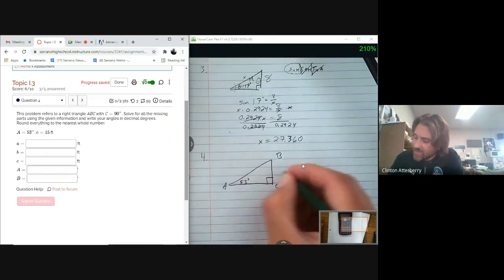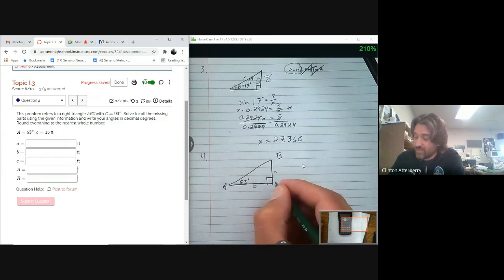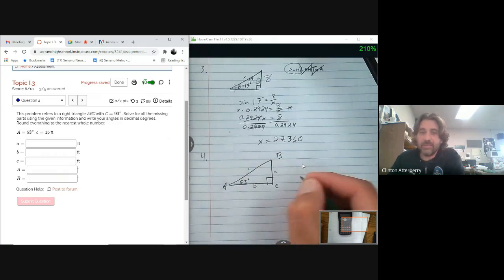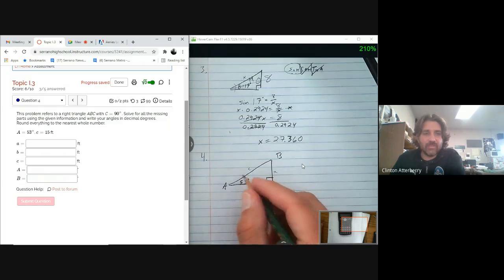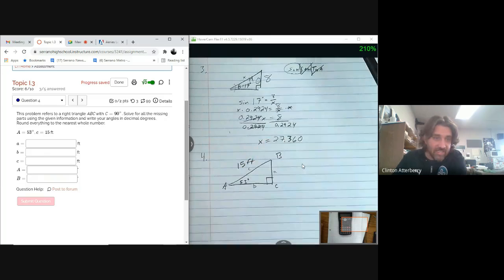So don't forget, across from A is little a, across from B is little b, and across from C is little c. So it says little c, which is the side length C, is 15 feet. I see here they already gave us the feet there for the side length. So we already know this one. That's cool. And we already know A. That's cool. So not too tough. We already got 2 out of 5. 2 out of 5 is 40%. So at least if you do that, you got 40%.